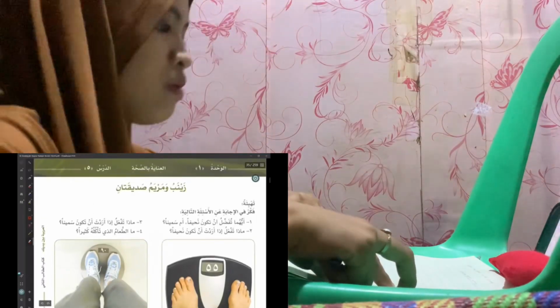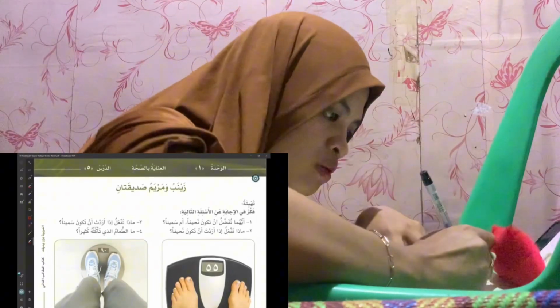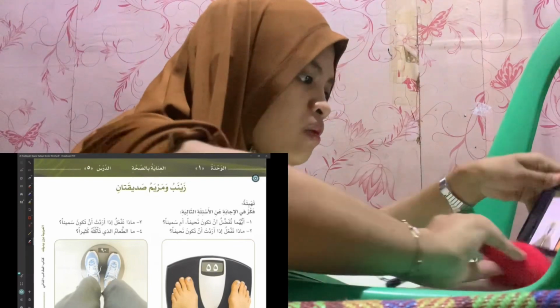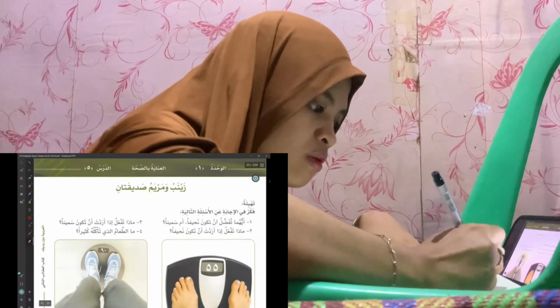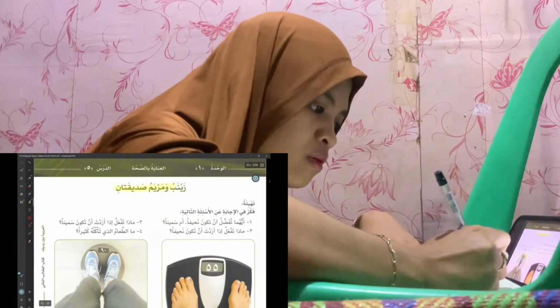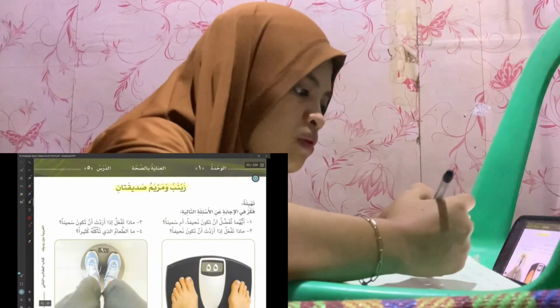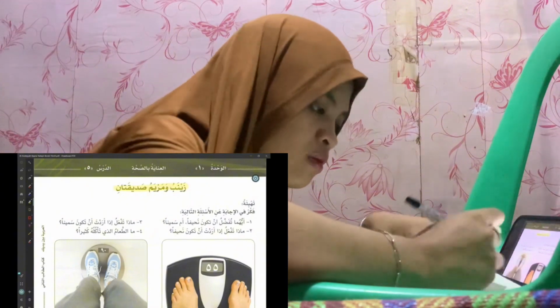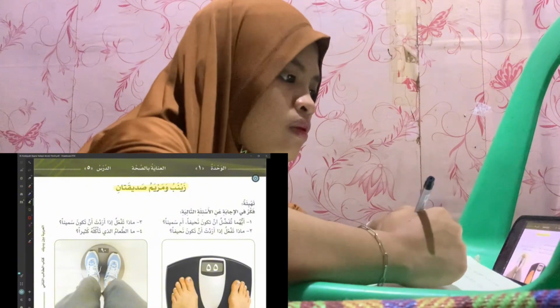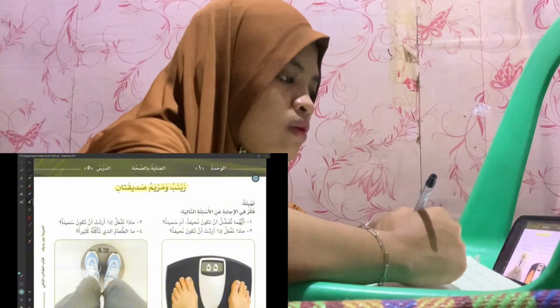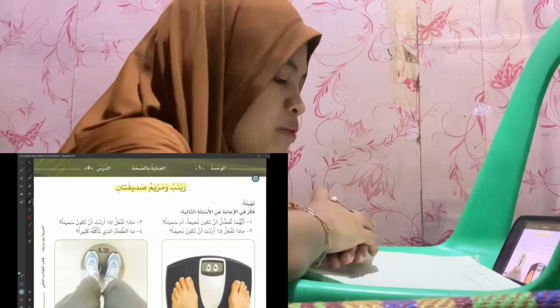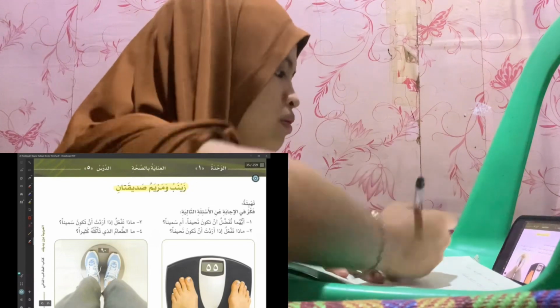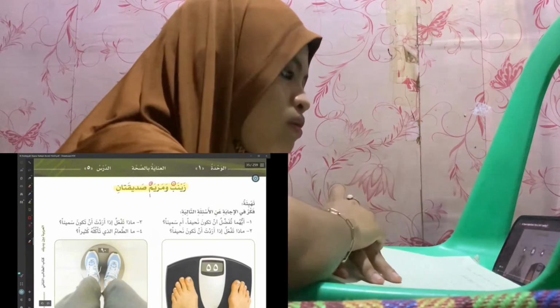So the title of the text is Zainabu wa Maryamu Sadiqatani. There's a few things we can talk about here. I don't know how much we should go into detail with grammar and whatnot. So first of all, these two words are mamnu' min as-sarf.